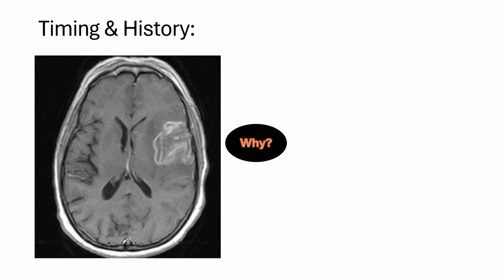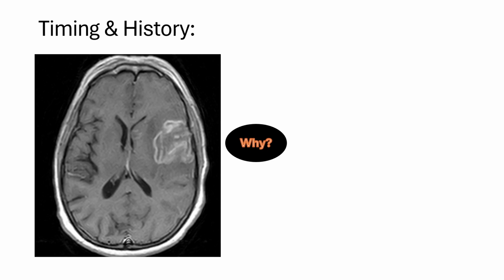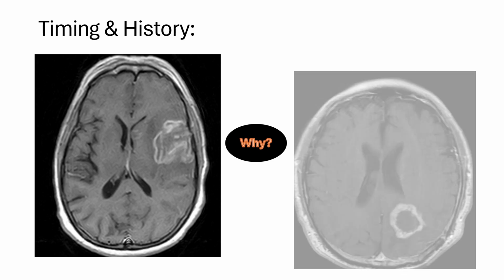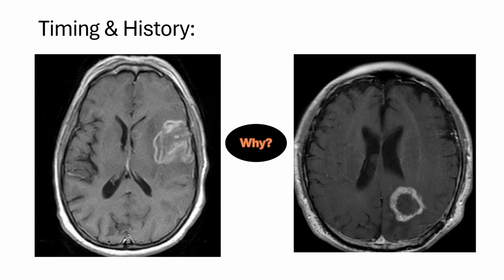Timing and history. Why is this important? Recent stroke lesions can also show rim enhancement in the subacute phase, whereas prior radiotherapy can also show rim enhancement due to radiation necrosis. So this should be differentiated from infective and neoplastic pathology. That's why timing and history are very important.